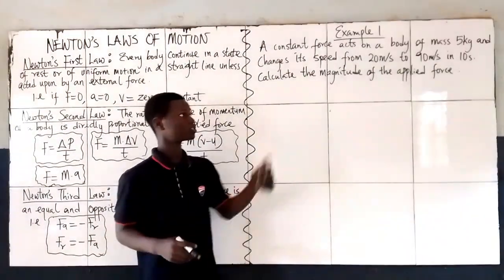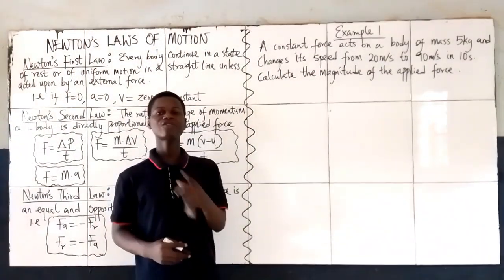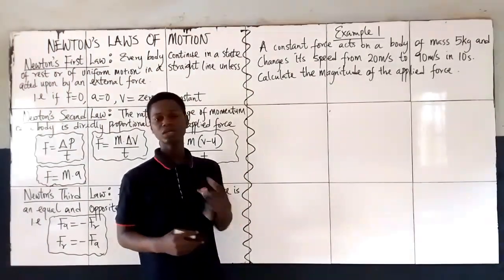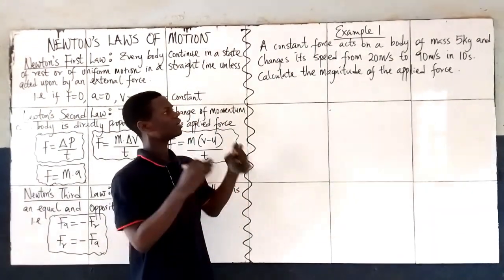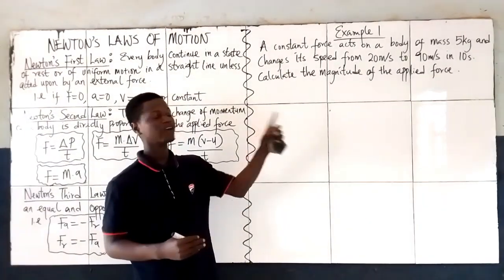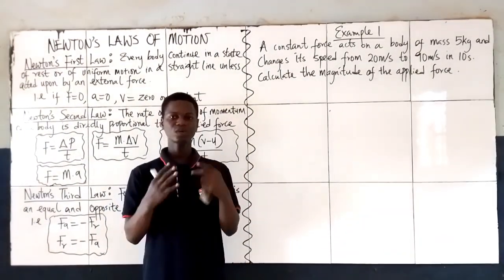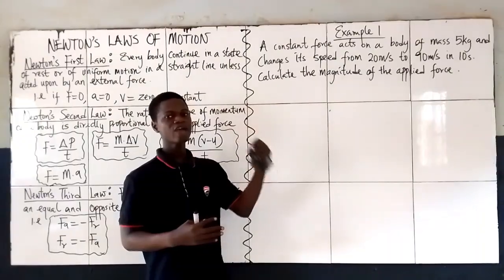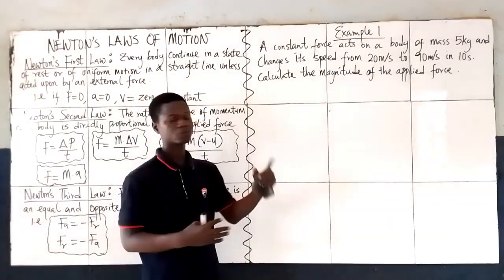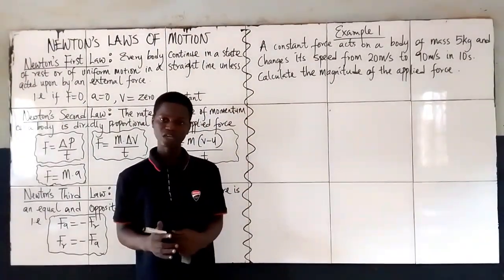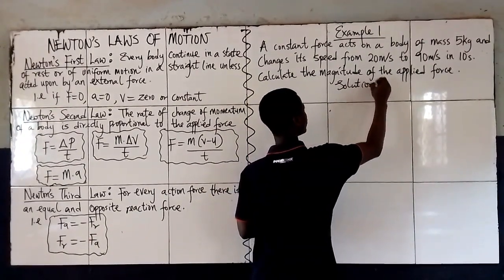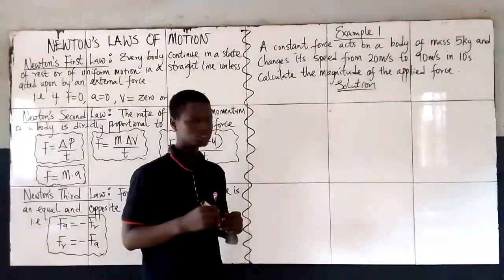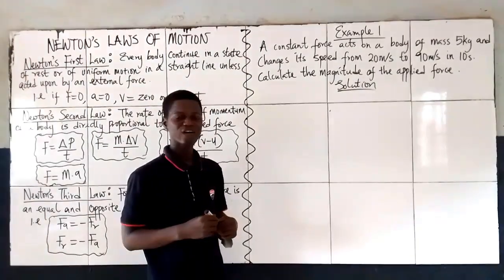Now, reading the first question, it reads, a constant force acts on a body. We don't know the value of the force, right? It was not given. It acts on a body of mass 5 kg. One thing I advise when you are solving questions in physics: every quantity that was given in the question, ensure you derive all of them out. So we'll do it like this. Solution: we're told that a constant force acts on a body of mass 5 kg.